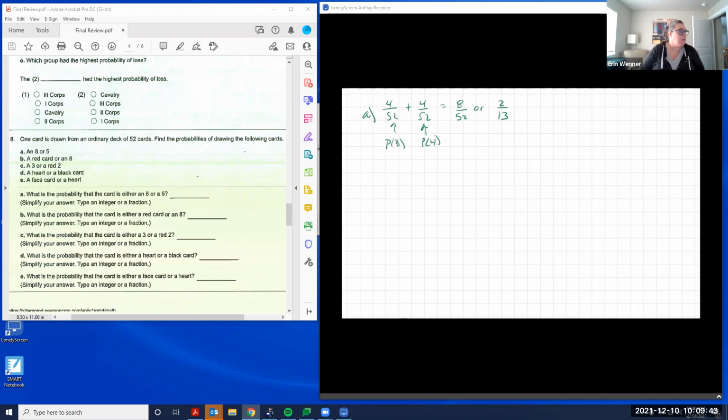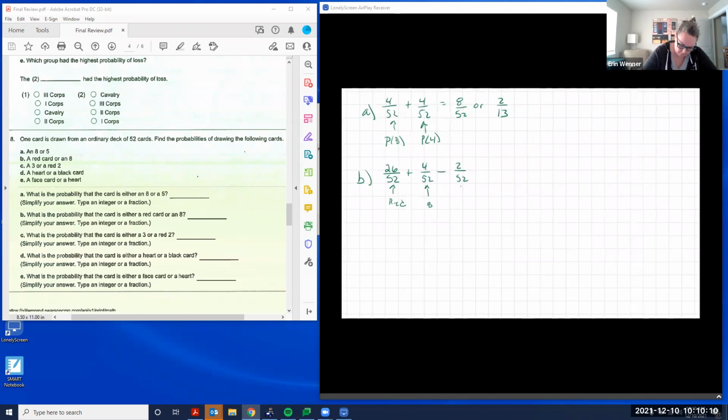If we look at B, a red card or an 8, red is half the deck. So we have 26 out of 52 for red, plus the 8s, which are 4 out of 52. But then we have to take off the 2 red 8s that we counted twice, giving us 28 out of 52, or what does this reduce to? 7/13.